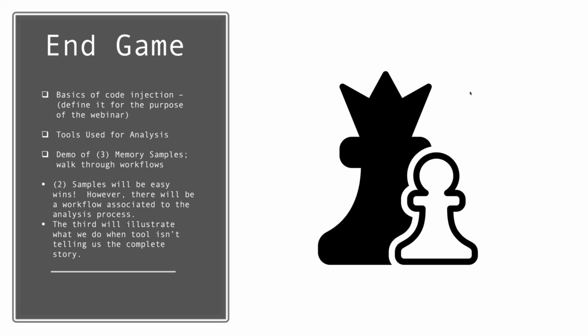We are going to walk through 3 different memory samples. The first 2, I classify as easy wins. This is where we'll go through a workflow associated with my analysis process, and we'll see where the tool works for us, where the plugins that we invoke tell us the complete story, and in some way package it with a bow. The third one is really the thesis of the whole webinar: what do we do when our tool is trying to tell us something, but we're not quite getting the complete picture? The tool puts it back in the lap of the analyst to dig a little deeper and ask a few more questions.